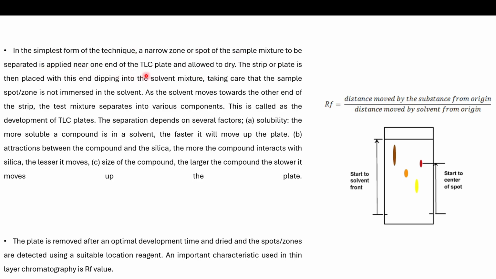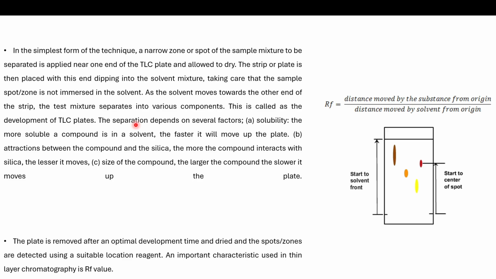Okay. So in the simplest form of the technique, a narrow zone or spot of the sample mixture to be separated is applied near one end of the TLC plate and allowed to dry. Then you dip it in the solvent mixture, and as the solvent moves up towards the end of the strip, the mixture that you have spotted also separates eventually. So this is called the development of TLC plates.